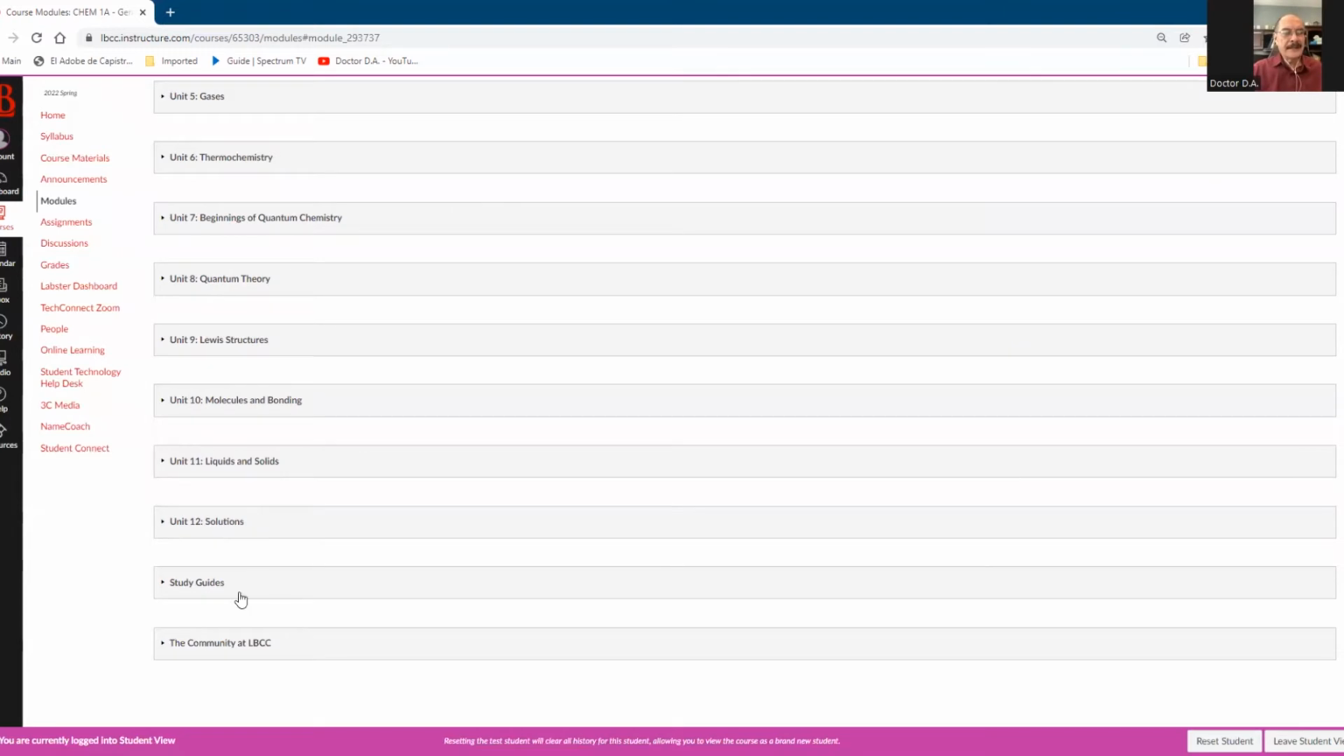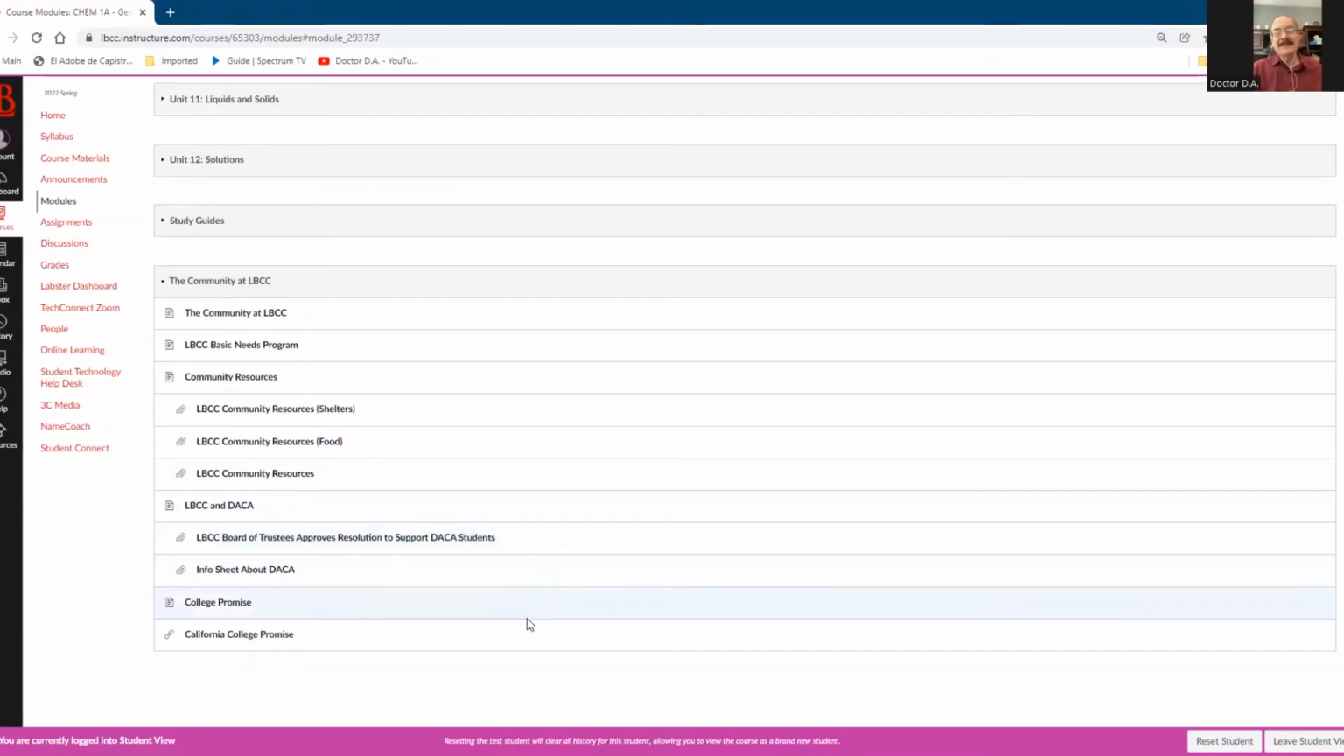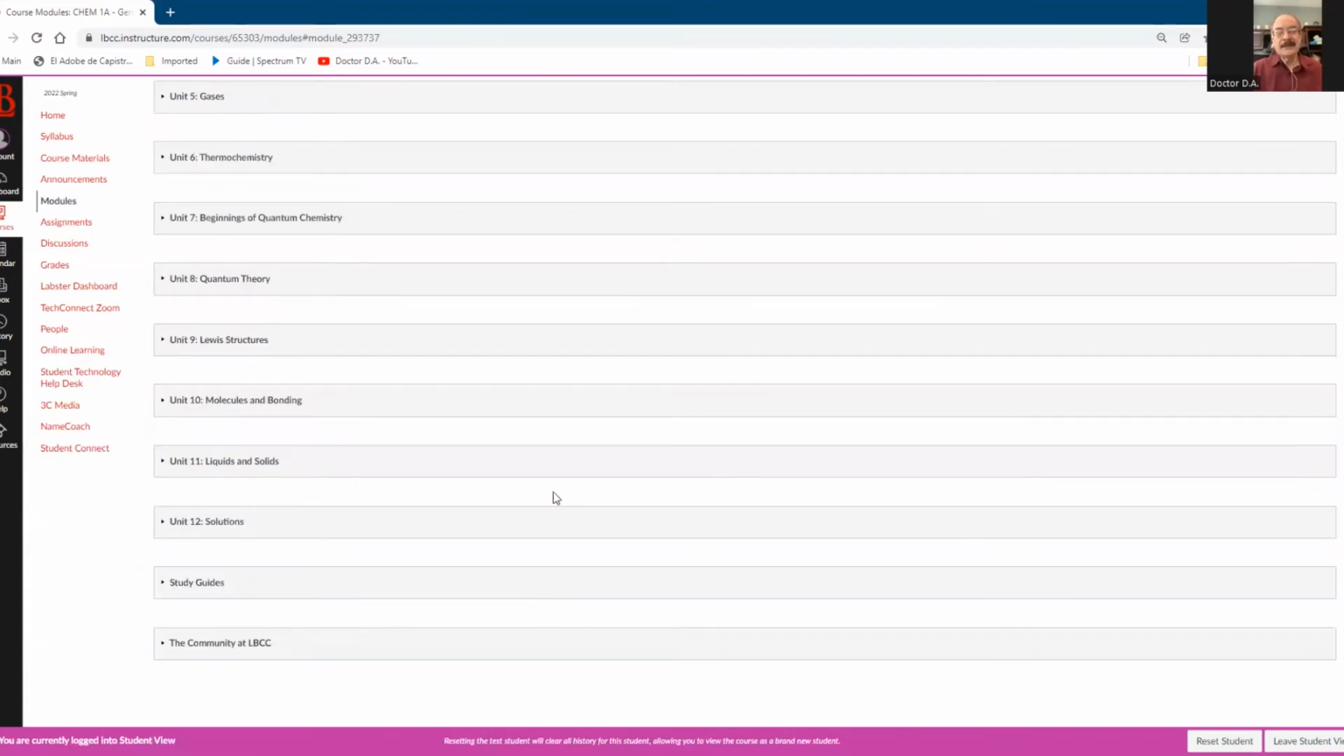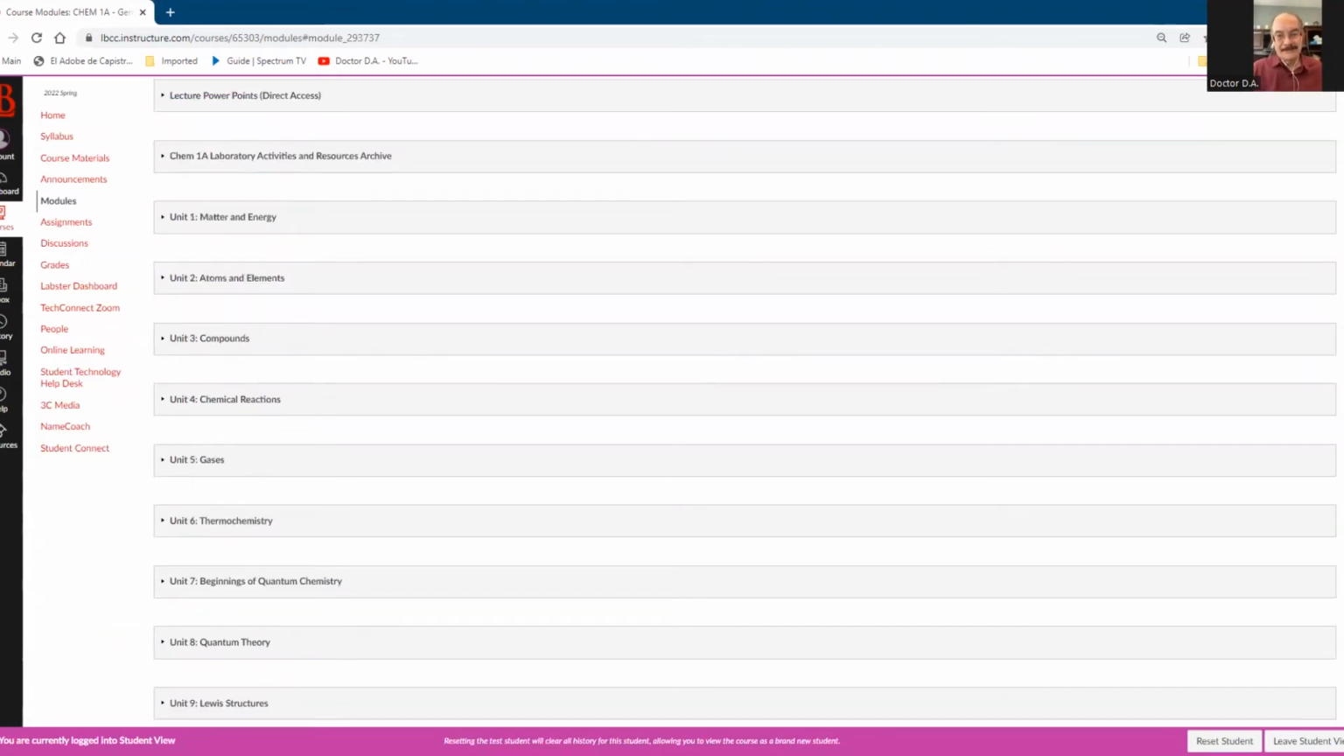I want to point out that at the bottom here, there is a section called the community at LBCC. As I mentioned earlier, LBCC is invested in your success. We don't want anything to get in the way of you succeeding. So if you have any problems with housing, food, things like that, there's a lot of resource links in this section here. And of course, there will be announcements that I post periodically about some of the things that LBCC is doing to help the community, okay?